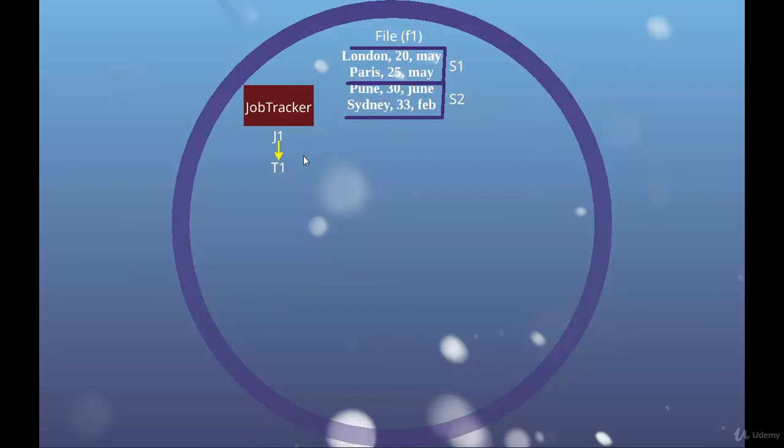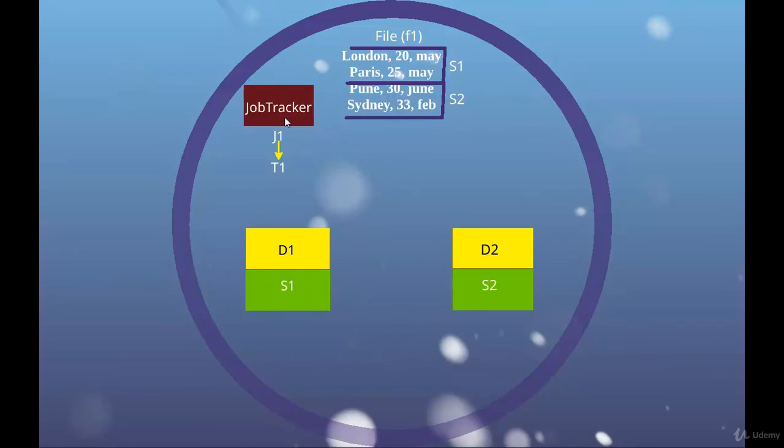Now for simplicity, let's assume there are two data nodes, data node 1 and data node 2. Let's assume this file is stored here in D1. This is split 1, S1, and split 2 is stored in data node D2. Now the job tracker knows this task needs input of which file: F1.